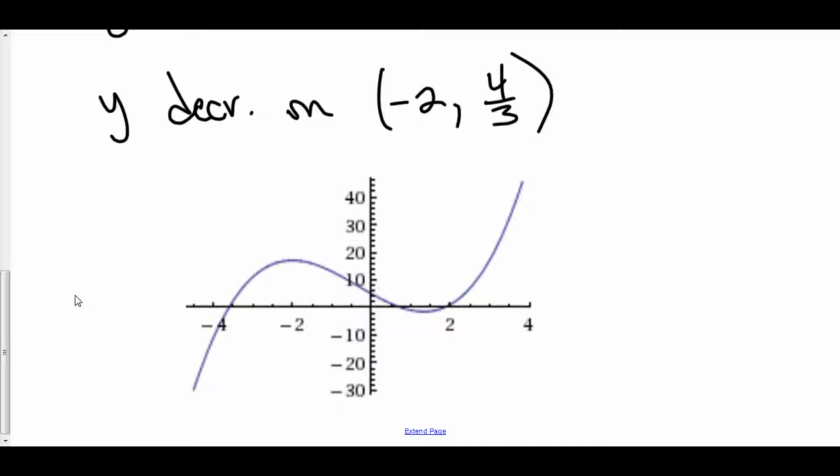Now from negative infinity, x equals negative infinity, up until negative 2, y seems to be increasing because y prime is positive, the slope is positive. Then from negative 2 up until positive 4/3 right here, our function is decreasing, it's going down. And then from 4/3 up until x equals infinity, this thing has a positive slope all the way up. Let's look at one more.